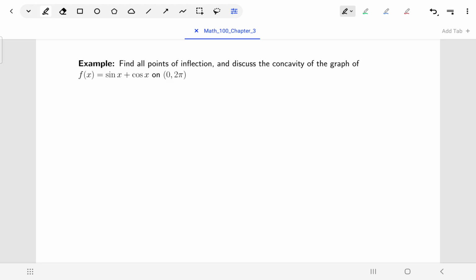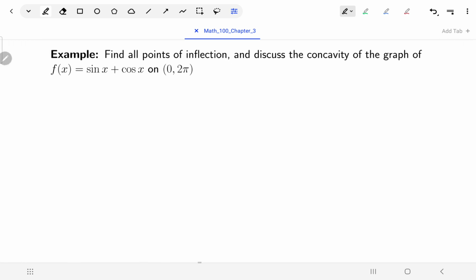First, before I get into doing my derivatives, I'm looking at my function f of x, and I can see it's made out of sine and cosine added together. Sine is defined for all real numbers, so is cosine. There are no places where f would be undefined, so we don't have any discontinuities to worry about, so that makes life kind of nice for us.